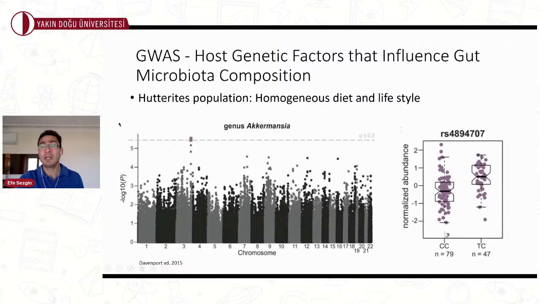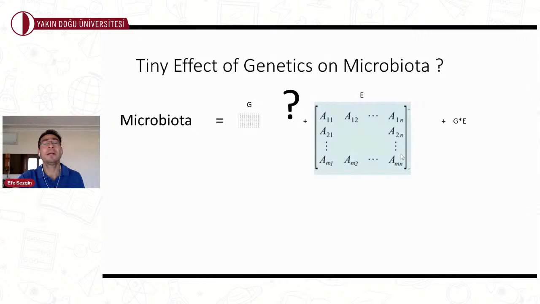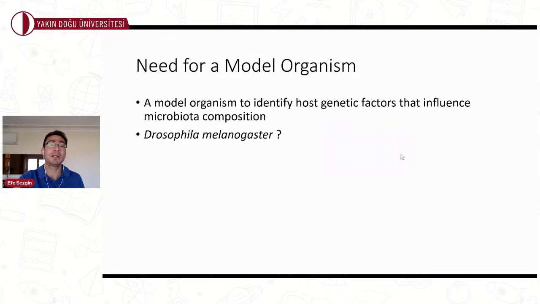So if you have a CC type of genotype, your Akkermansia level seems to be lower compared to the TC genotype, for example. Okay, so this was pretty much the only study that was able to find barely statistically significant effect. Right, and it still suggested that maybe the genetic factors contributing to the microbiota can be little compared to the environmental factors, but they are not zero. We should keep that in mind.